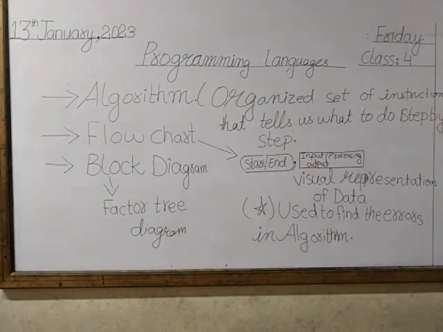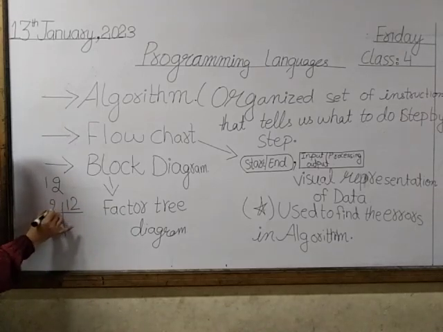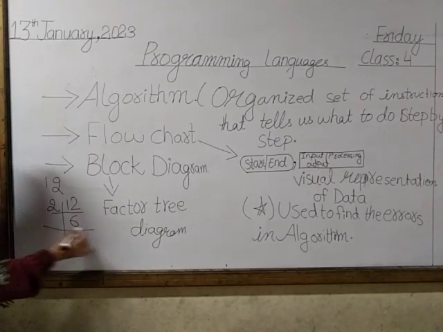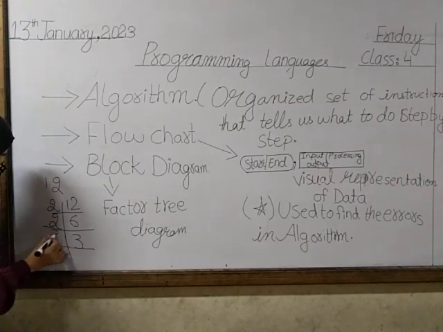Block diagram is the same as the factor tree diagram, which we learned in our first term syllabus. First we find the factors of the number, then start making it as a tree. For example, 12: the factors of 12 are 2 and 6. Again 2 times 3 is 6, then 3.